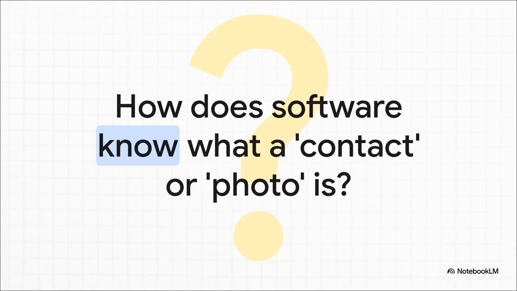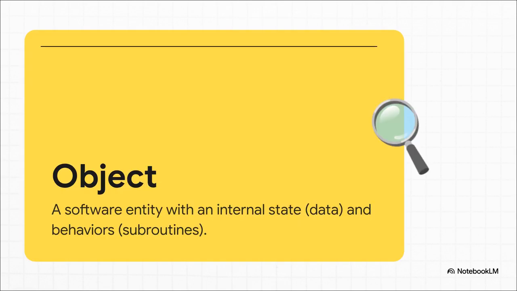I mean, your phone just knows that a contact has a name and a phone number, or that a photo has a location and a date. How in the world does it keep all of that straight? Well, by the end of this, you're going to understand the really elegant concept that makes it all work. So the secret sauce here is something called an object.